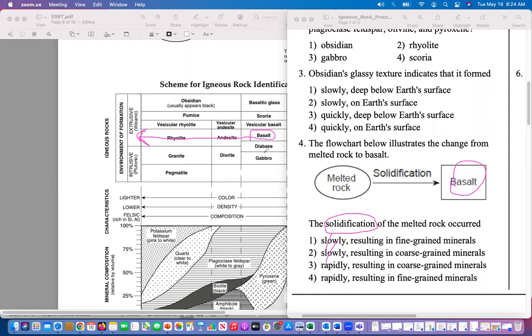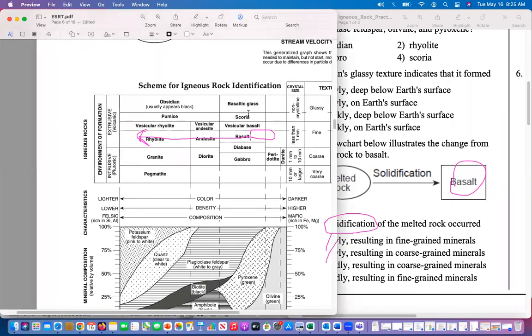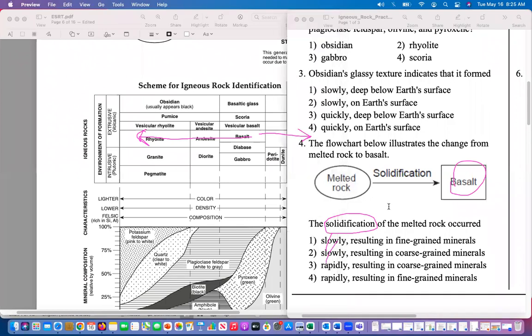Now, when I look at basalt on the chart, if you look on the right, you'll notice that the texture for basalt is right here, right? If you take a look, the texture for basalt, it tells you right here that the texture is fine. So therefore, that lets me know that it's a fine grained mineral that cools rapidly, which is choice four.